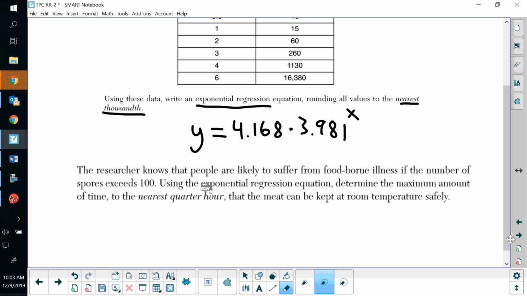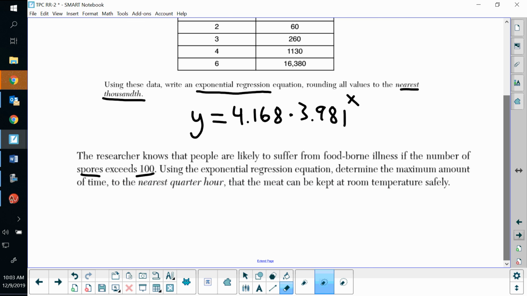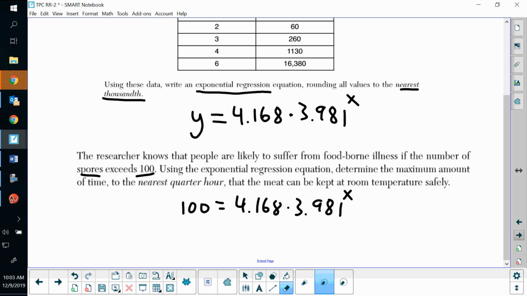Now the second part says the researcher knows that people are likely to suffer from foodborne illnesses if the number of spores exceeds 100. Using the exponential regression equation, determine the maximum amount of time to the nearest quarter hour that the meat can be kept at room temperature safely. So 100 was a number of spores. If we look back in our chart, spores was the y value. So we're going to put 100 in place of y. So we'll have 100 equals the 4.168 times 3.981 raised to the x.